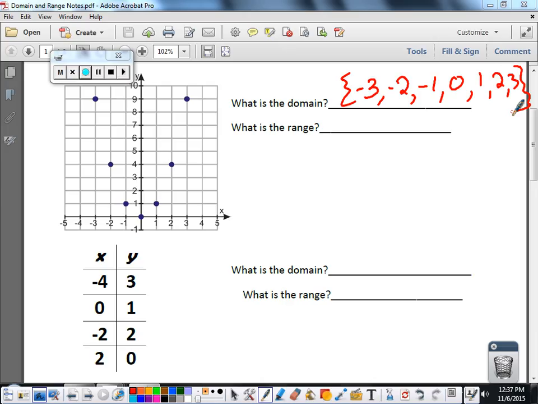The range is the y values. When I'm doing domain, I go from left to right. When I'm doing range, I go bottom to top. So the range here, what's the lowest value? 0. So fancy bracket, 0. What's the next highest value? 1. What's the next highest? 4. What's the next highest?